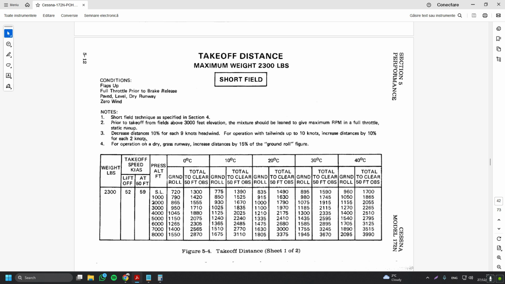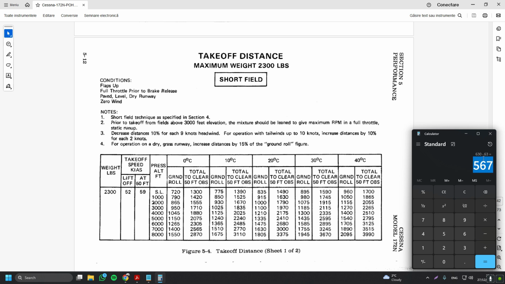So we have 6 knots of tailwind. We'll have to divide 6 by 2. We'll get 3. And 3 we'll have to multiply with 10. So that will basically mean a 30% increase in our ground roll. So first it was 630, 630 with 0 wind. Now the wind is actually a tailwind of 6 knots, so it will increase by 30%.